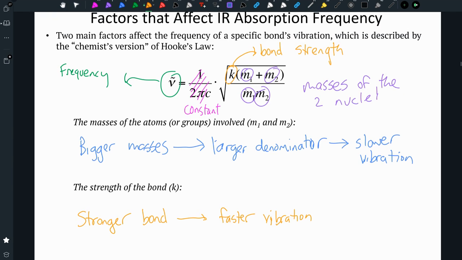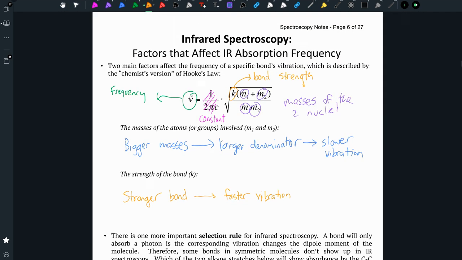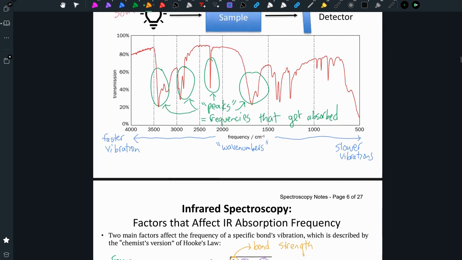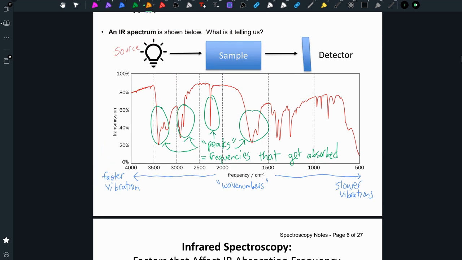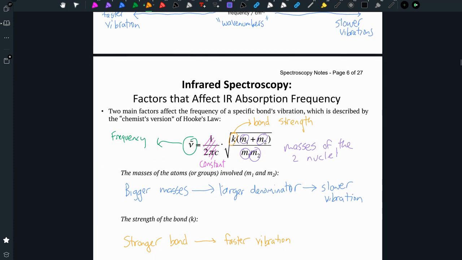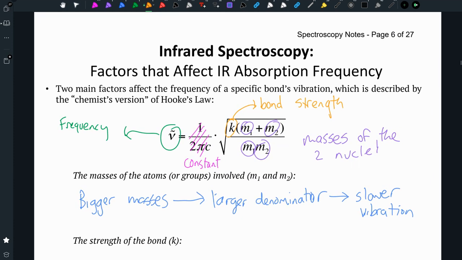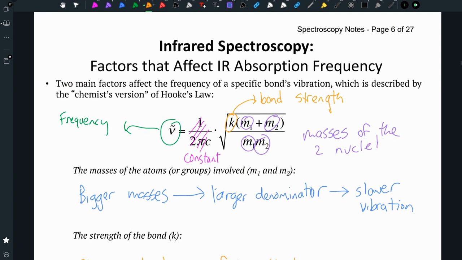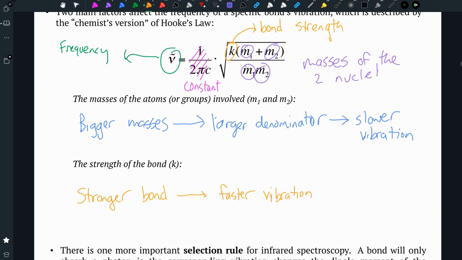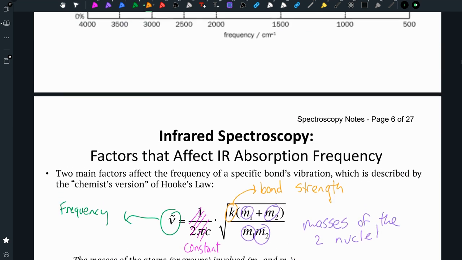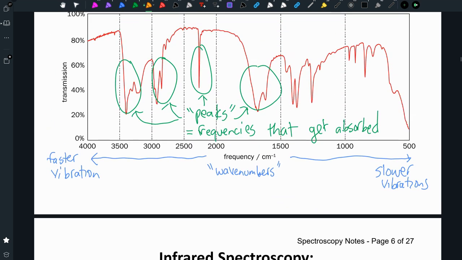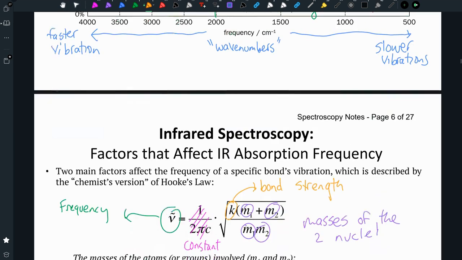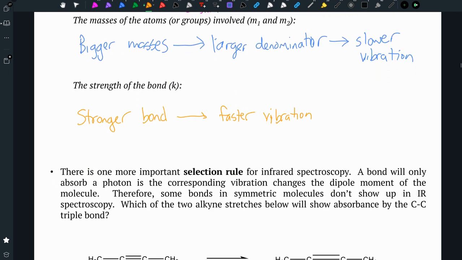So essentially, the frequency of the vibration, and therefore the frequency of light that gets absorbed, is going to be a function of how heavy the two atoms in the bond are and how strong that bond is. Great. So this picture here should be intelligible in terms of each peak representing a kind of bond based on how strong it is and how heavy the two atoms are that make it up.